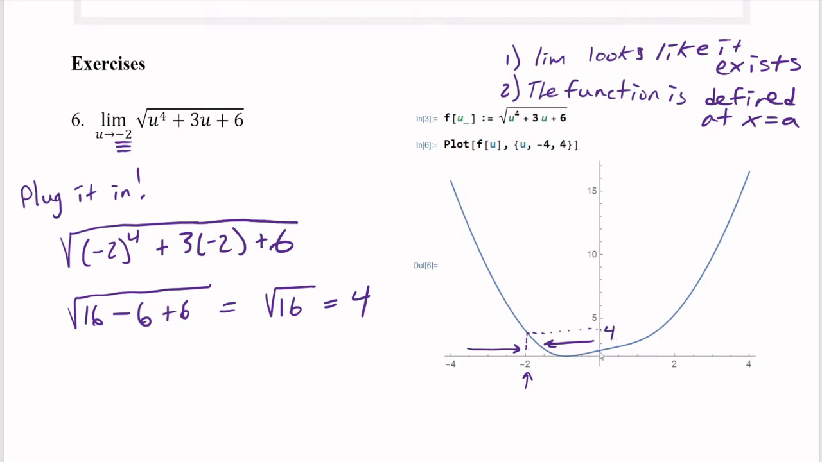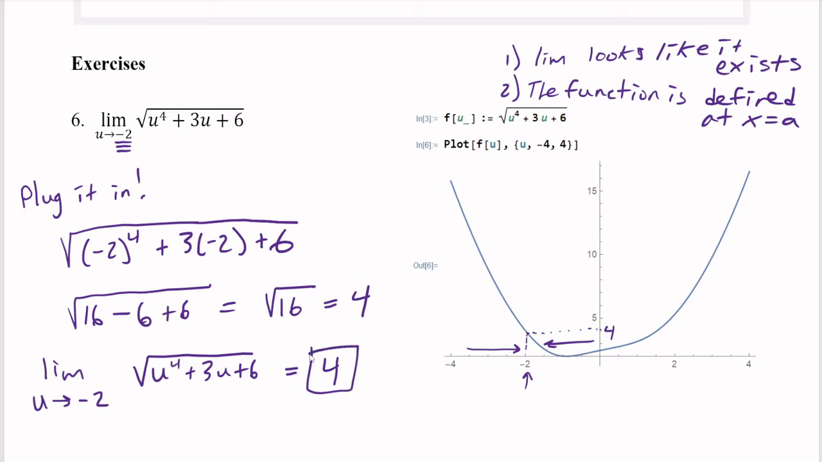If you look at a table of values and get closer and closer to -2, we're going to get closer and closer to 4. And so what we found is that the limit as u approaches -2 of this function, u to the 4th plus 3u plus 6, is equal to 4. Boom. And that's it. Plug it in. The plug it in method.